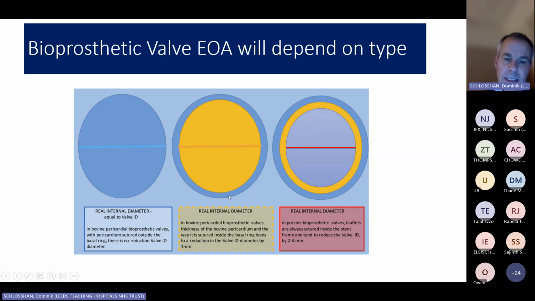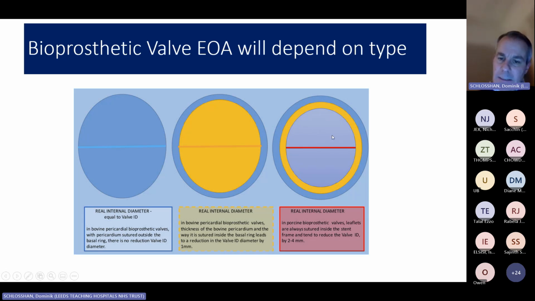Now this one here is a bovine pericardial prosthesis where the leaflets are inside the ring, and you will lose a little bit of internal diameter. So this one would typically be the paramount magna, and that's typically reduced by 1 millimeter, because the leaflets have to be in there.